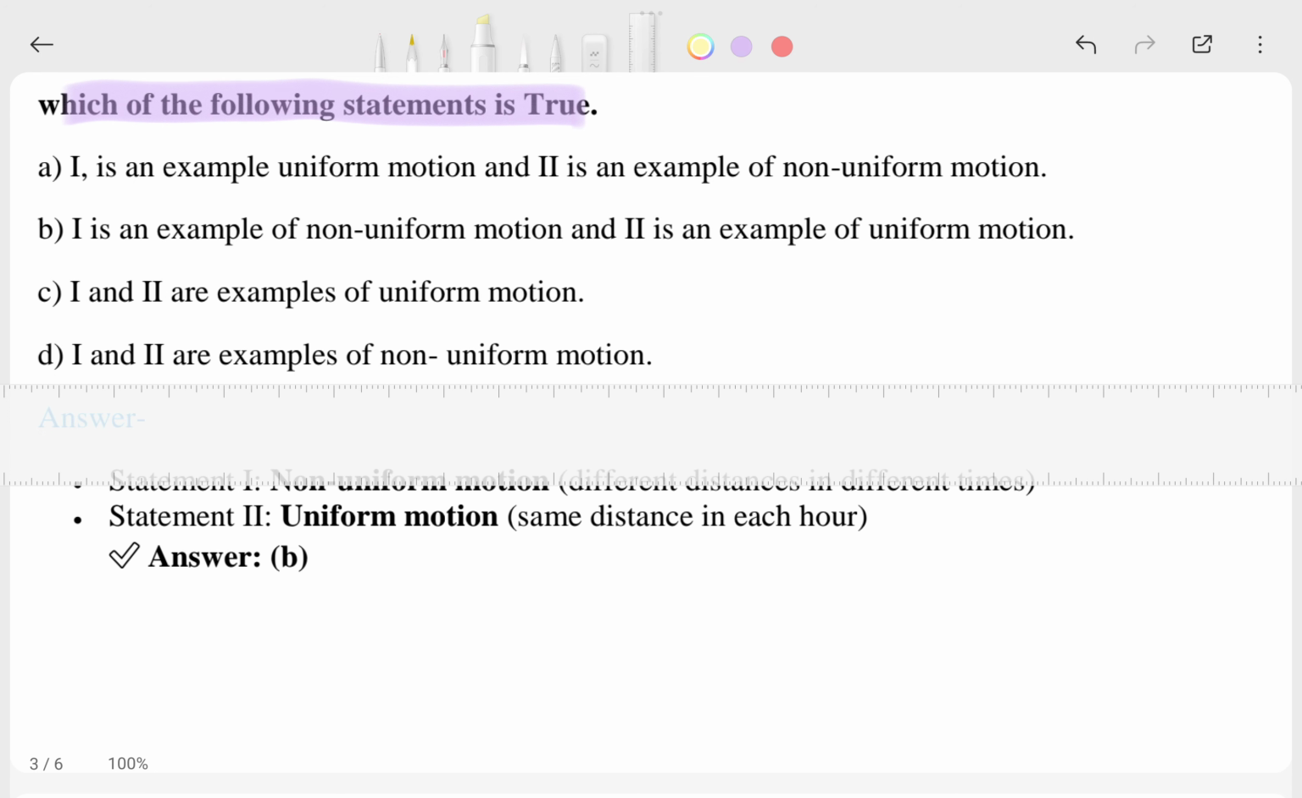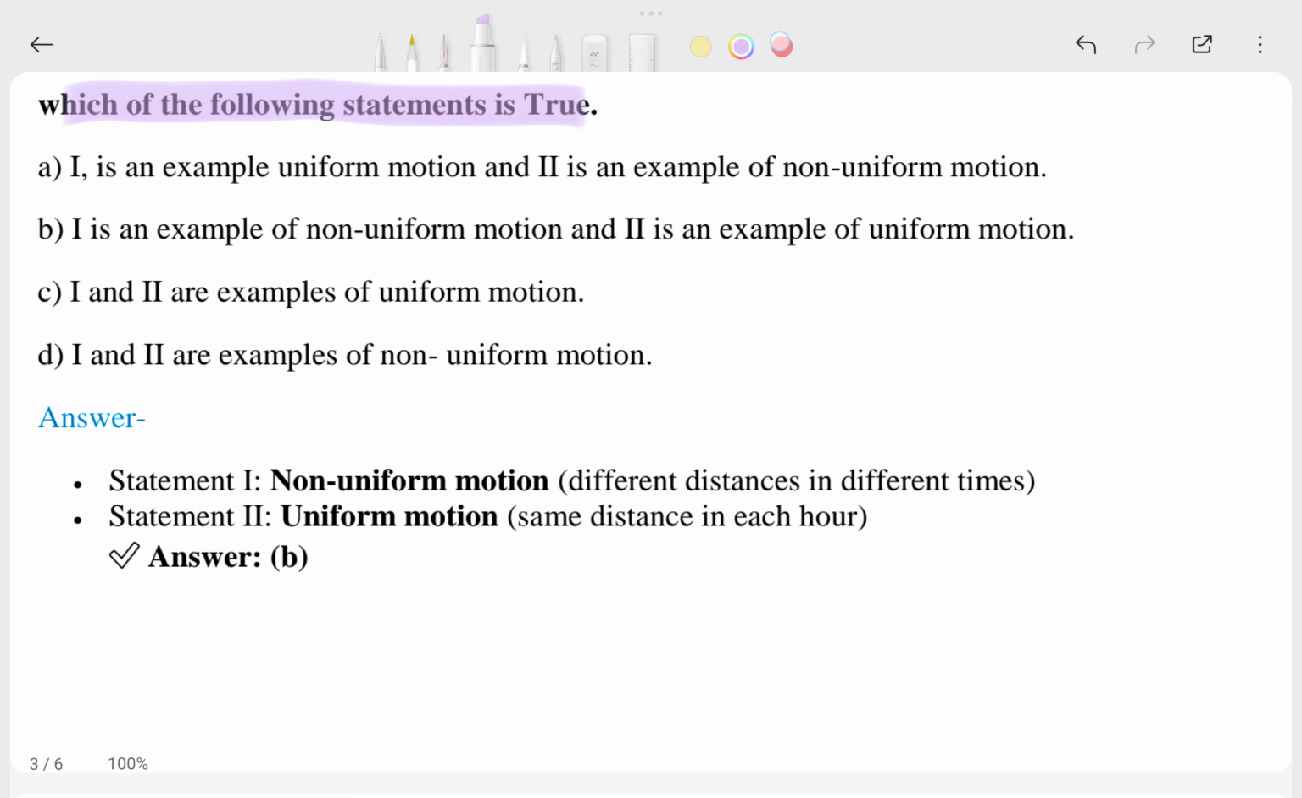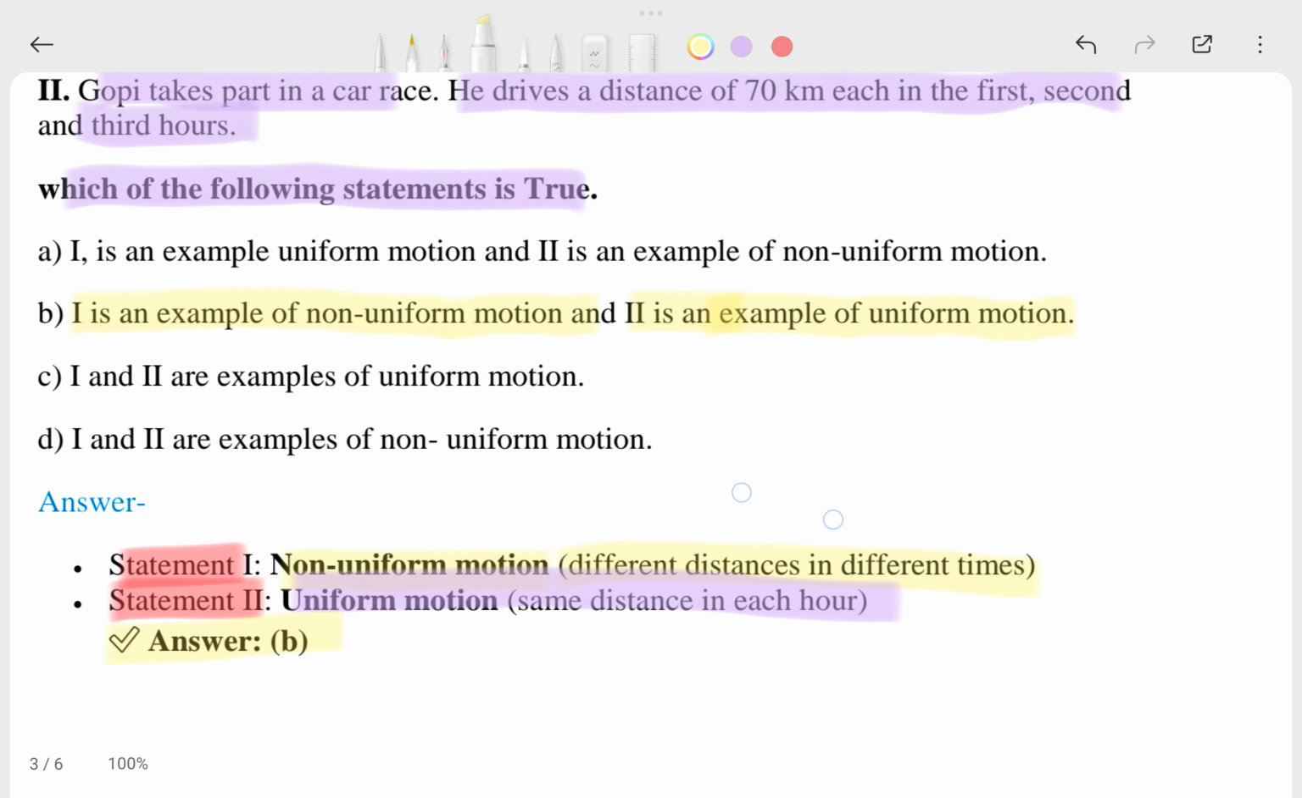Here statement 1 is for non-uniform motion, different distance, different time. Statement 2 is for uniform motion, same distance. Which answer is correct? Option B. The first is an example of non-uniform motion, and the second is an example of uniform motion. So what is your answer?